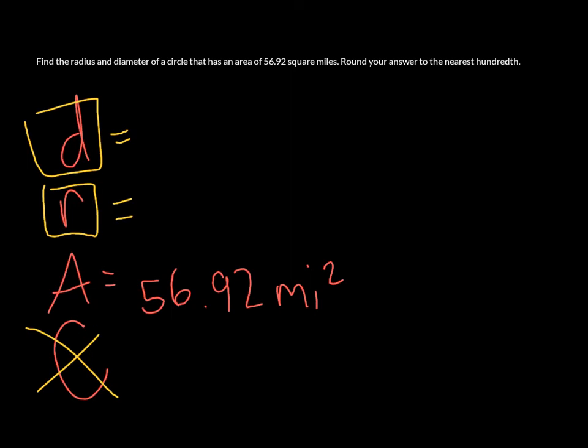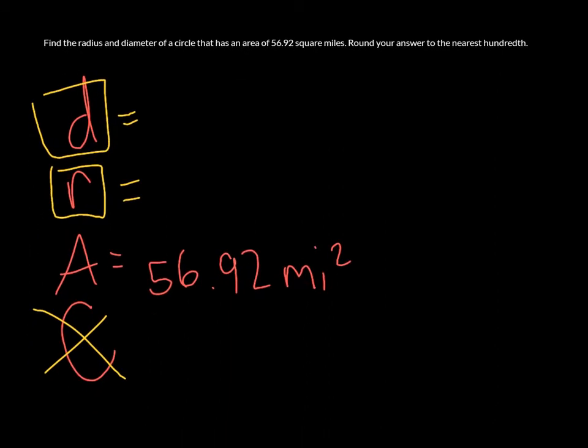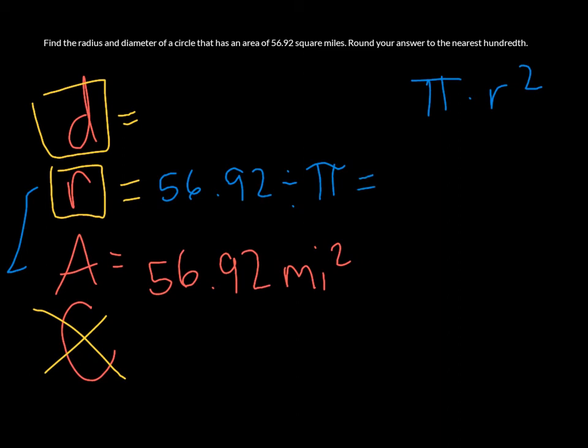If I think about the area formula, and if I knew the radius, it would be pi r squared. Pi times the radius squared. So now that I'm working backwards, I'm going to undo that process. So the first thing I'm going to do is I'm going to take my 56.92 and divide by pi. So I'm undoing the multiplying by pi. When I do that, I get 18.118.